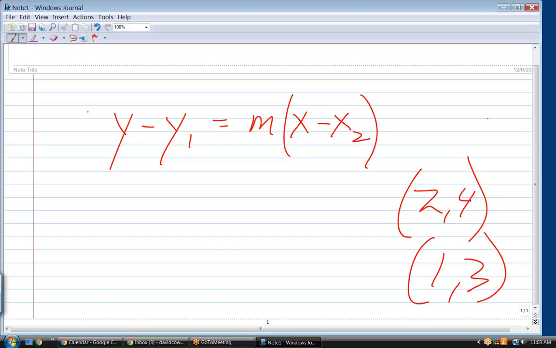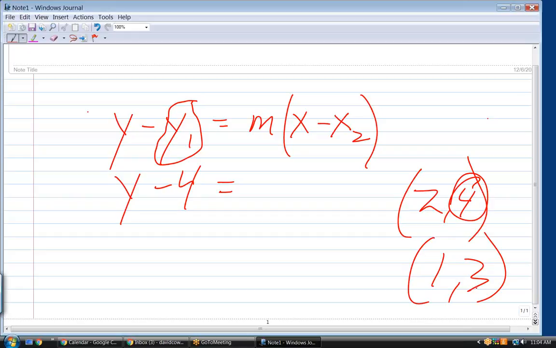So wait, y minus y1. So let's say you use (2, 4), and you plug in y minus 4. Your y is 4, right? Correct. But it's always y minus y sub 1. Right. So in this case, y sub 1 is this 4. Okay. My slope between these 2 points is actually 1.